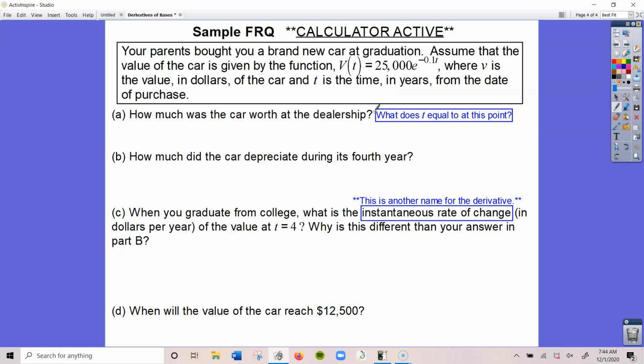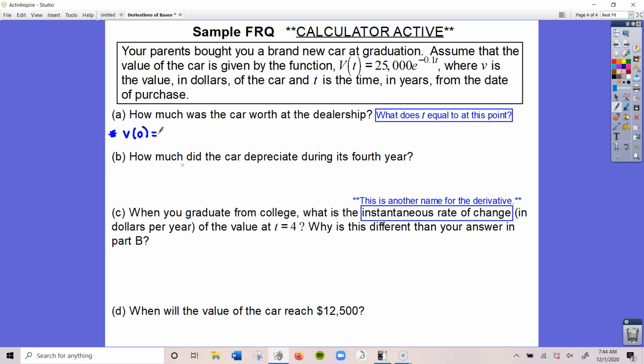So when you're at the dealership, what we need to figure out is what does t equal? Since t represents the time in years, when you first buy the car, no time has passed. So that means that t would equal 0. So in order to find the value of the car, we are looking for v of 0.